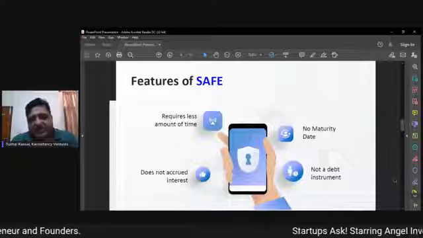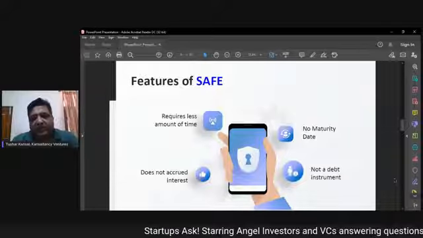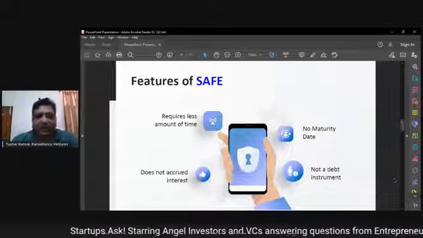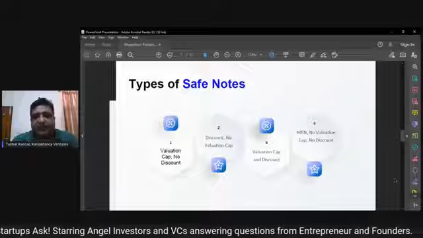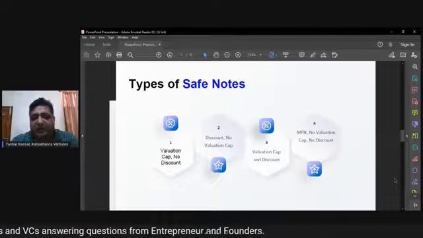Features: it requires less amount of time. There is no interest which is accrued. There is no maturity date. It is not a debt instrument. Types of safe notes. One, valuation cap, no discount.